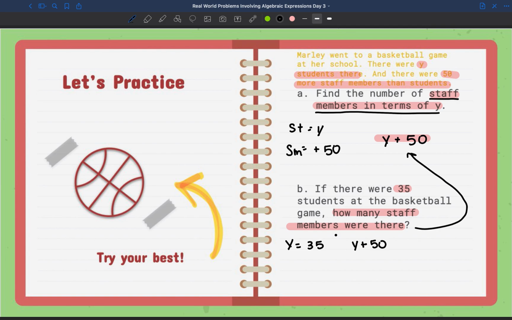Looking at part B, we can substitute the value of our variable in. So now we have 35 plus 50, because 35 represents how many students there were, and 50 represents that there were 50 more staff members than there were students. So when we add these two together, our answer is 85. So there were 85 staff members at the basketball game.